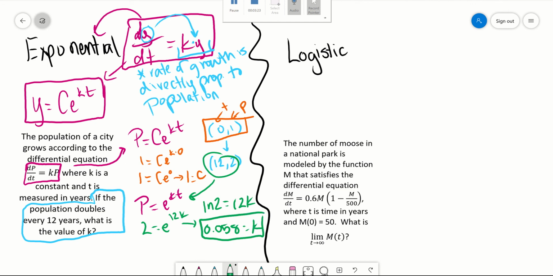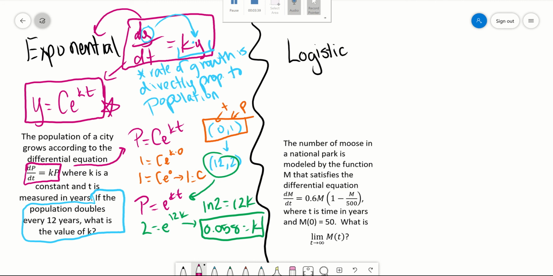So that's typically what you're going to see with your exponential differential equations, is they give you something that looks like an exponential differential equation. You have to be able to know what it's going to look like, and that's the y equals ce to the kt. Then you make up your points and solve for whatever you need.